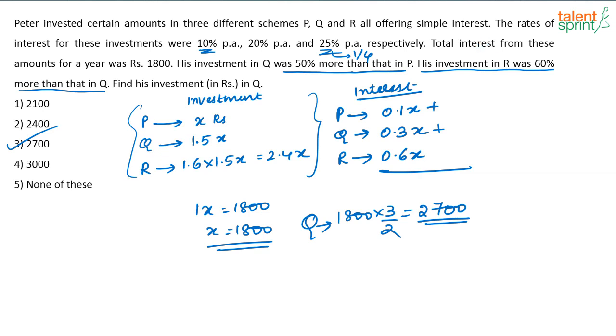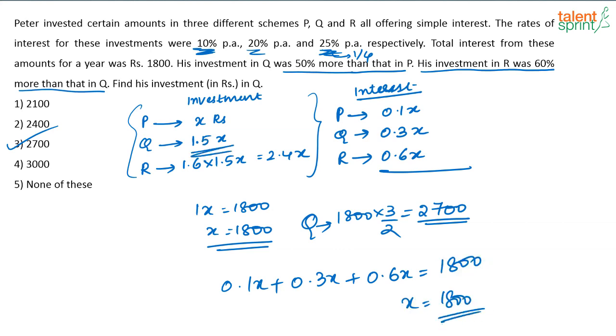Now for 1 year, the interest rate is also given here. So what is the interest that P gets? 0.1x. The interest that Q gets is 0.3x. The interest that R gets is 0.6x. Basically what I have done here is multiply: x rupees into 10 by 100, that is the interest, correct? 1.5x into 20 by 100. Similarly 2.4x into 25 by 100. That is the interest received for the first year. You add all that. I didn't write this step explicitly because I don't think it was required. This is equal to 1800, so you get x is equal to 1800. What is the question? Find out the value of 1.5x.